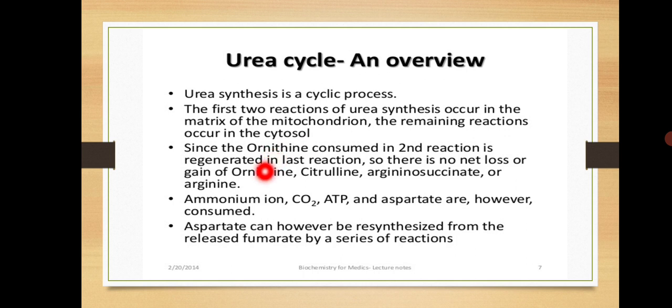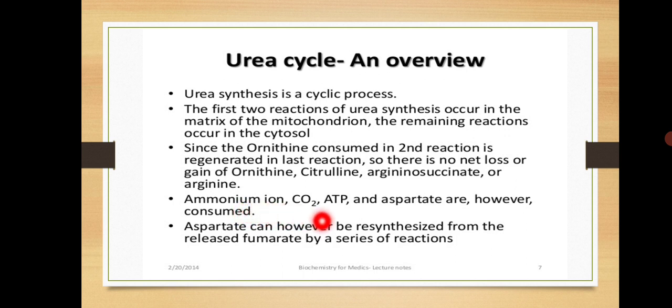The first two steps take place in the matrix of mitochondria, and the rest occur in the cytosol and in the liver. Since the ornithine consumed in the second reaction is regenerated in the last reaction, there is no loss or gain of ornithine, citrulline, arginosuccinate or arginine. As it is a cyclic process, they are regenerated. Ornithine is consumed as it is converted into citrulline, but it is generated back.